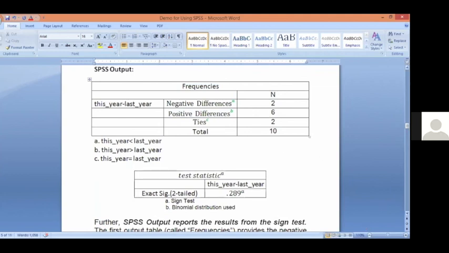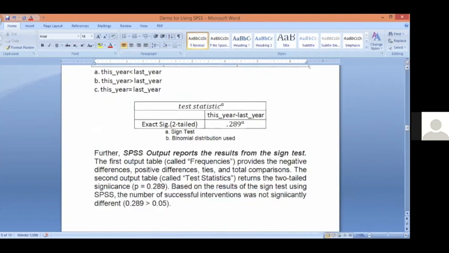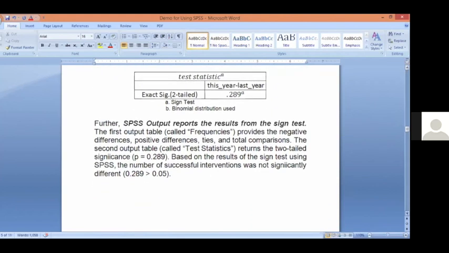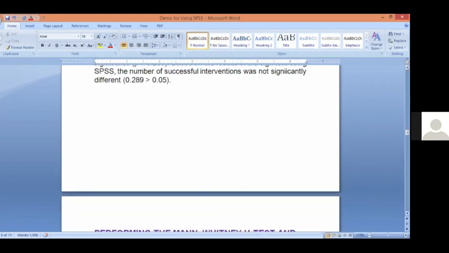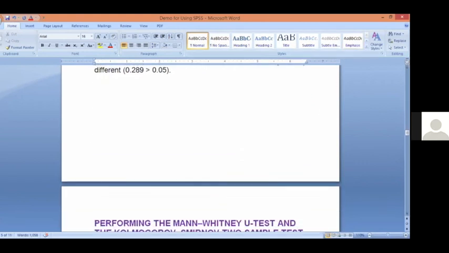So how do you interpret? The second is the test statistic table. You can see here the value given, 0.289. This is a two-tailed test. So look at here. The second output table, test statistic, returns the two-tailed significance 0.289. Based on the results of the sign test using SPSS, the number of successful interventions was not significantly different, because this p value is greater than 0.05. So this is how you interpret the outputs. That's most important.